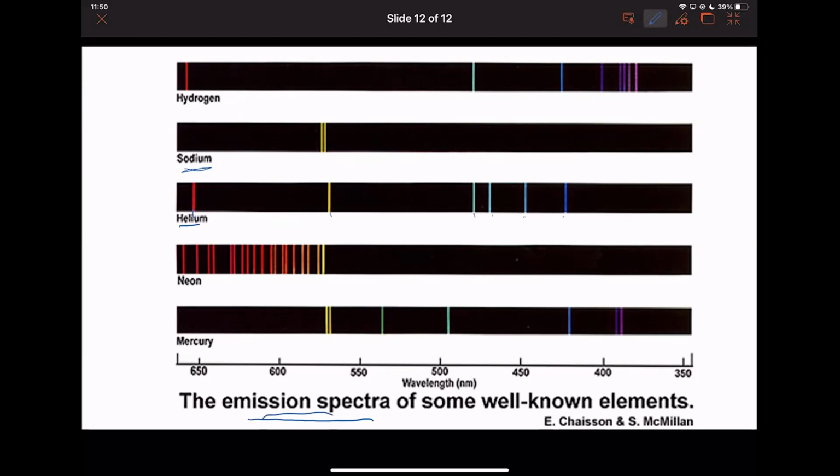And so the line emission spectrum is like a fingerprint for a human. Like fingerprints, which you can use to identify each individual human, each individual person has their own unique fingerprint.